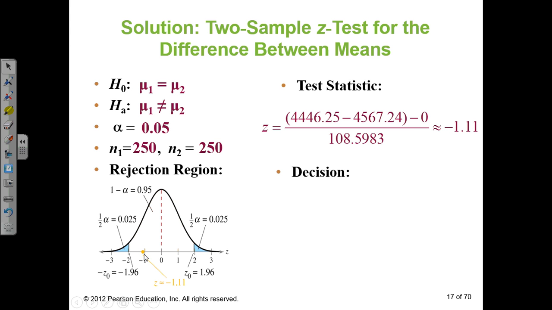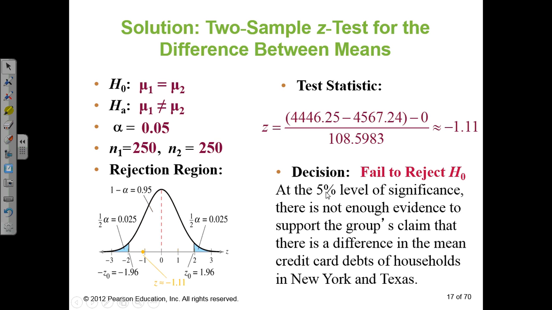Well, negative 1.11 is about here, which is not inside my rejection region, which is the blue areas over here. So my decision is to fail to reject the null hypothesis. In other words, at the 5% level of significance, there is not enough evidence to support the group's claim that there's a difference in the mean credit card debt of households in New York and Texas.